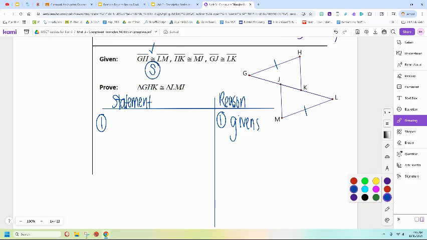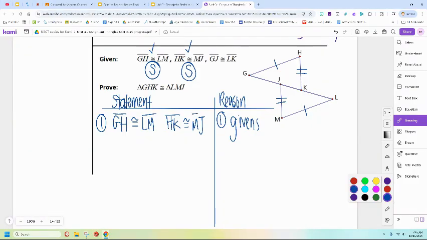Okay, next one. HK is congruent to MJ. Double marks. I have marked it on my picture, and it is also a set of congruent sides. So as of right now, I have GH is congruent to LM, and HK is congruent to MJ.